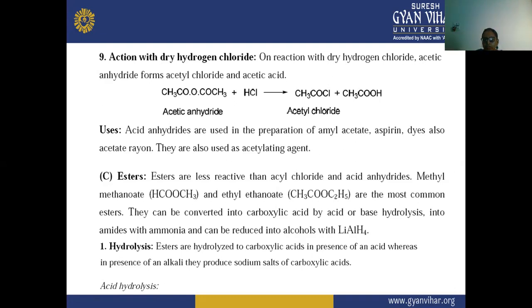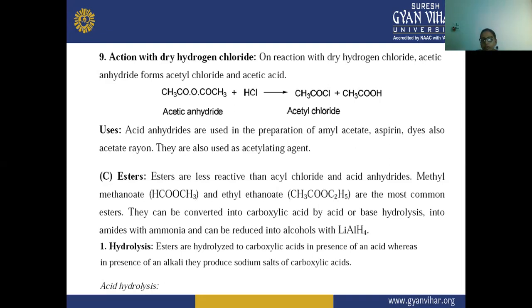Next is your esters. So the esters are less reactive than the acyl chloride and acid anhydride. As you can see, the acyl chlorides are more reactive, but the acid anhydrides and the esters are less reactive than the acyl chloride. So methyl methanoate and ethyl ethanoate are the first members of this ester group, and these are the most common esters.